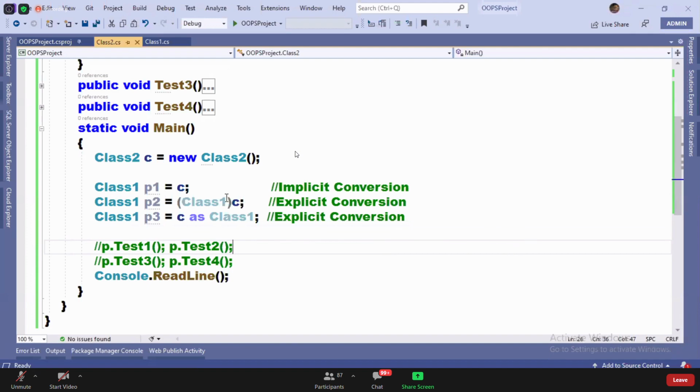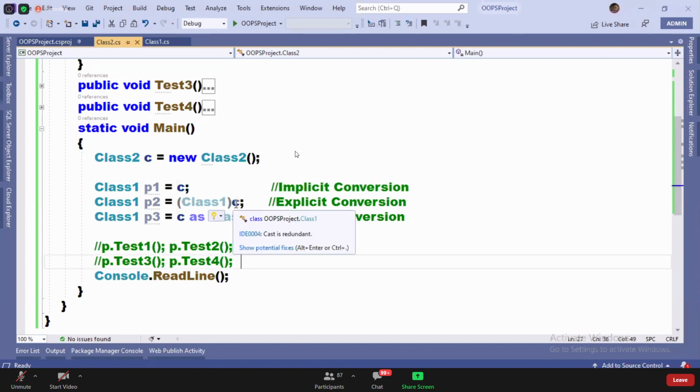Here C is your instance. You're converting C, which is an instance of which class, guys? Class 2. You're converting it into class 1. You can convert it directly; this is called implicit conversion.